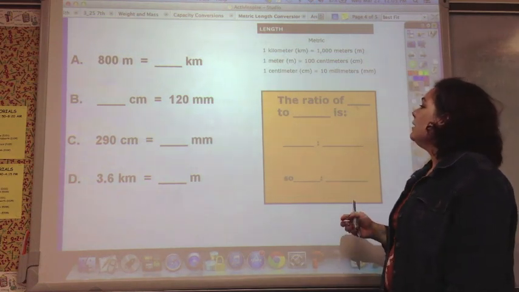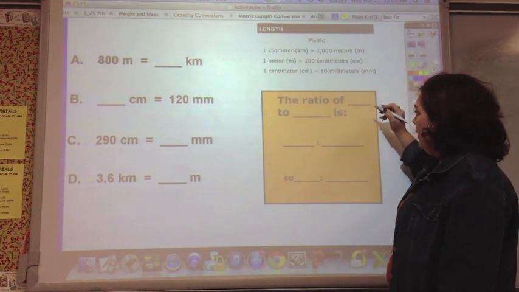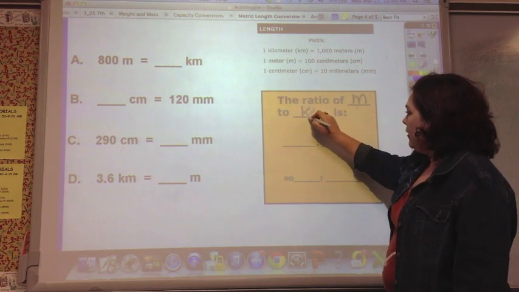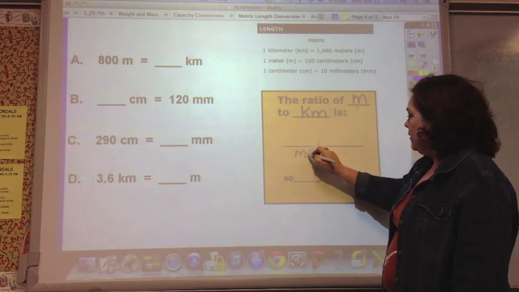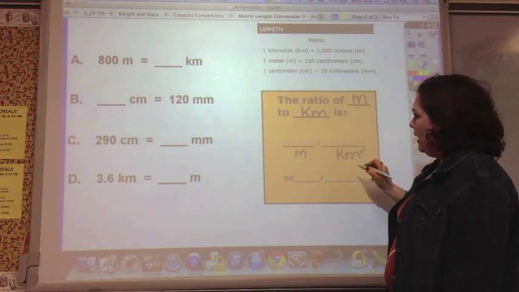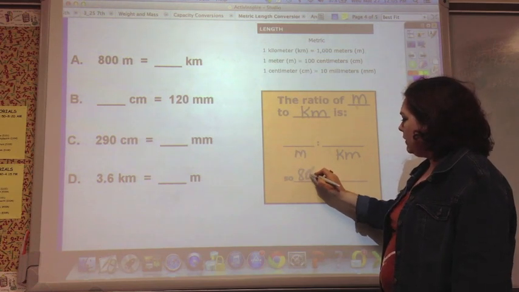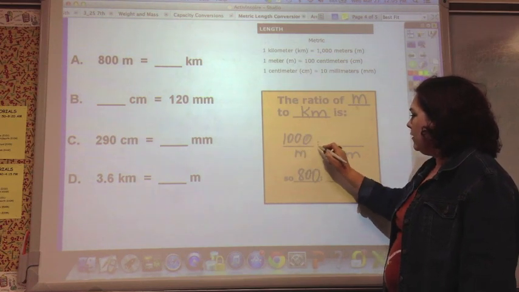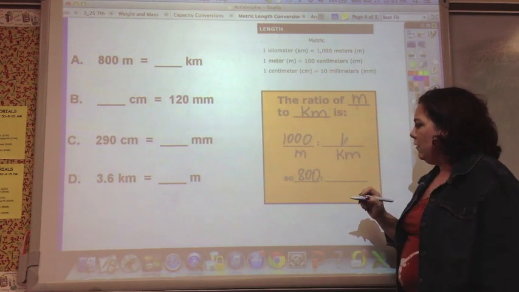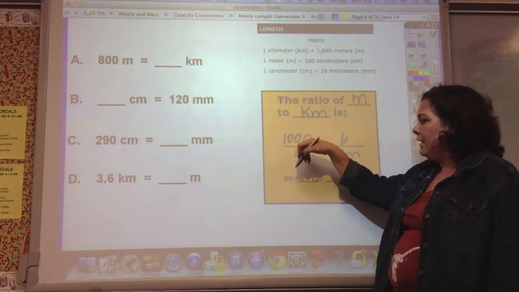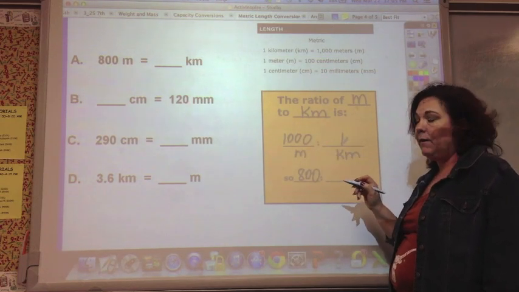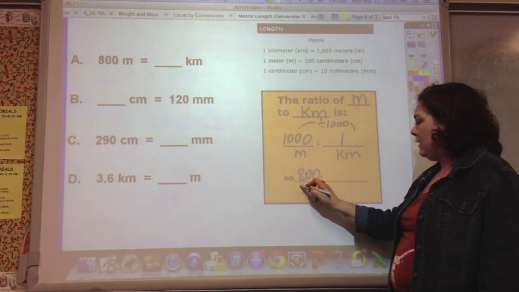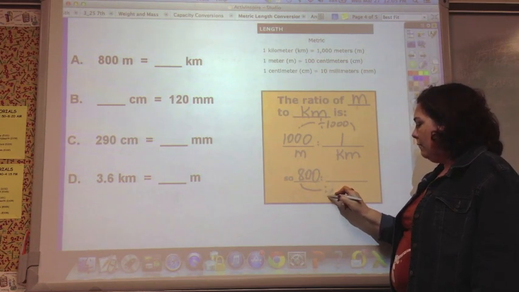Ratios in the metric system. So the ratio of, and I've got meters and kilometers. And here's meters and kilometers. And I know 800 meters, and I know that there's 1,000 meters in 1 kilometer. So I've got to say, how do I get from 1,000 to 1? I divide by 1,000. So I've got to divide 800 by 1,000.